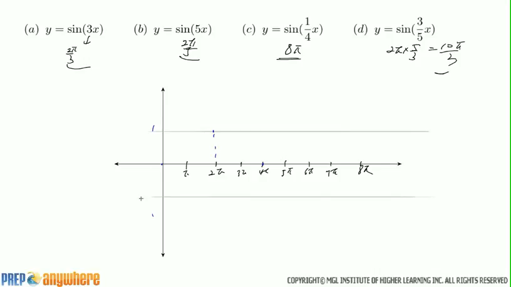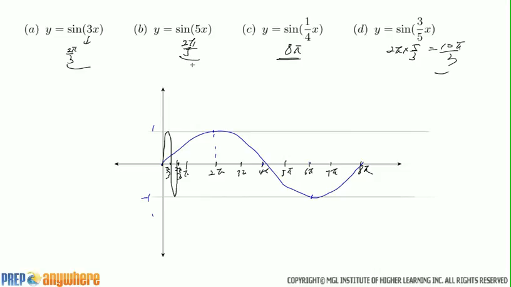So this is 1, negative 1. So nice big graph. Okay. Anyways, A is the period is 2 pi over 3. So that right there will be 2 pi over 3. Oh my god. Right? So it's really skinny. That's pi over 3 right there.